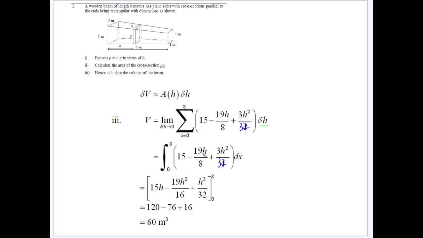Gives us 15h, 19h squared on 16, and 3h squared on 32. And that becomes h cubed on 32 there, because the 3's will cancel. We do a substitution of 8 in there, substitute 0, well, that's going to give us 0. And our 8 goes in, gives us that, and comes down to 60 meters cubed all up for that wooden beam. So there we go.